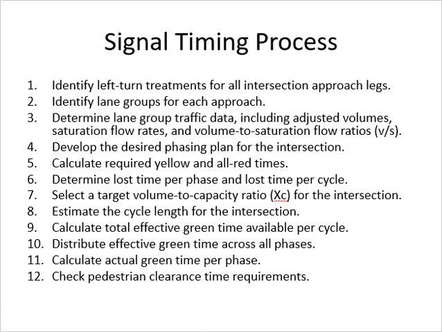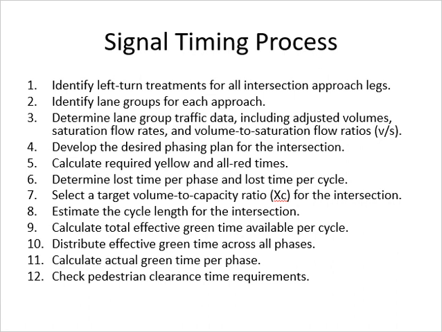Select a target volume to capacity ratio. This is like a design input. Estimate the cycle length for the intersection. Calculate the effective green time available per cycle. Distribute the effective green time across the phases. Calculate the actual green time and check pedestrian clearance times.